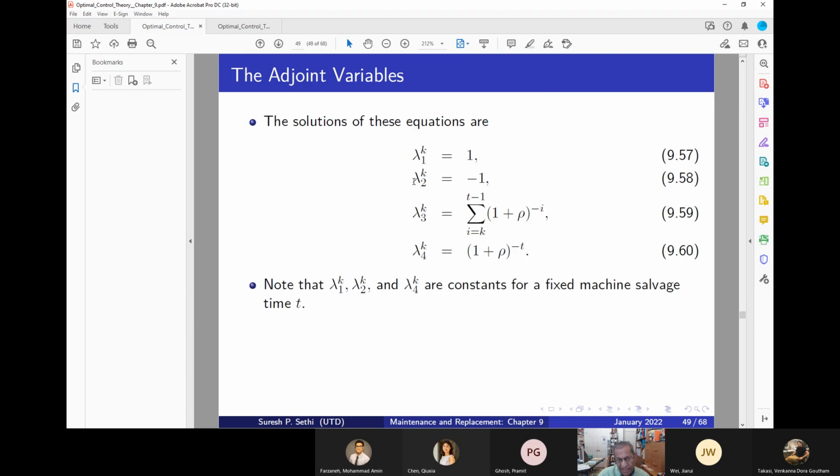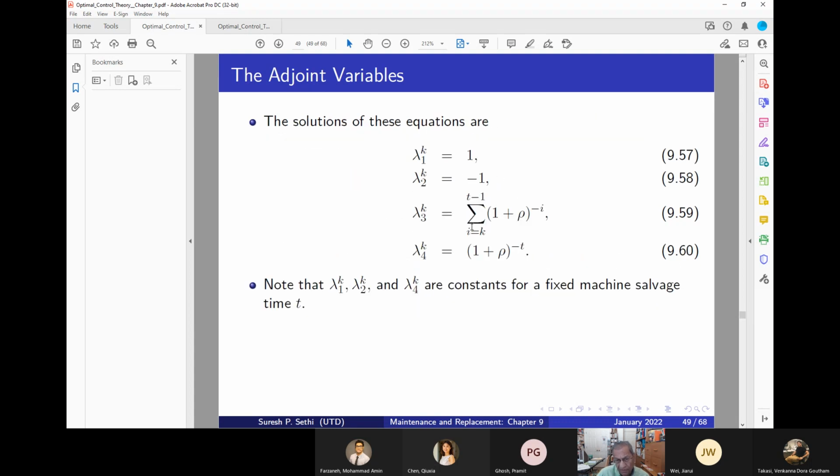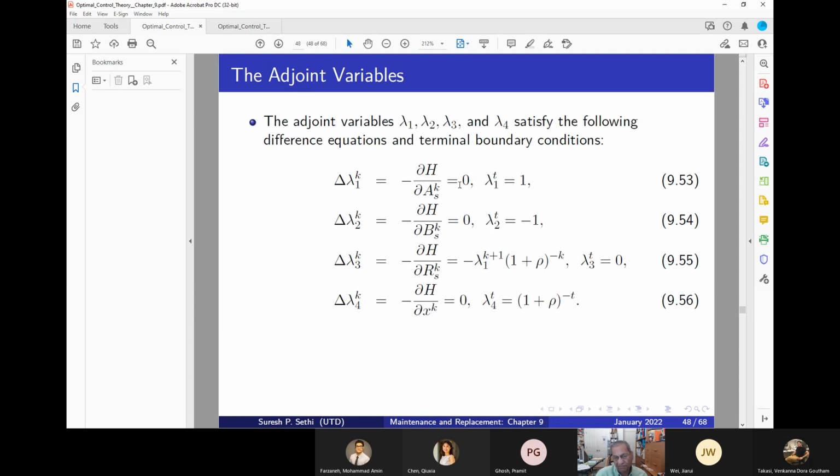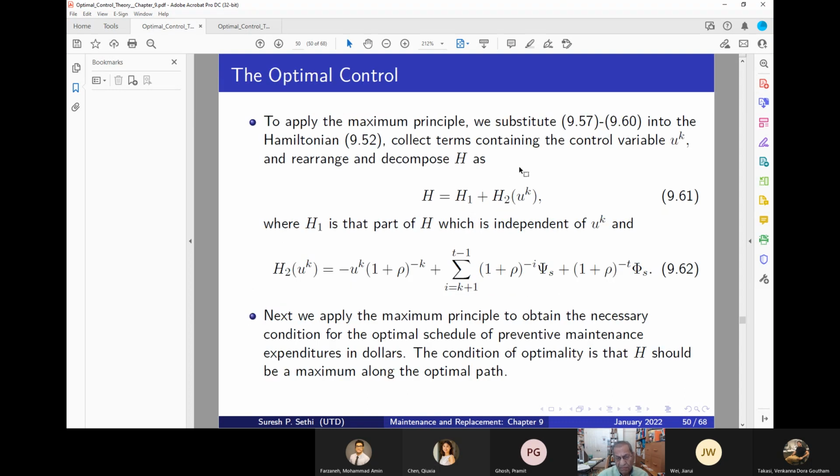So we have lambda 1K identically equal to 1. There's minus 1, this one, and this one is just the integral of this guy, and so we have a sigma of 1 minus rho, 1 plus rho to the minus I. So all of these are done. Okay, so there's no secret here. It's just maximum principle application to a discrete time problem with four variables. Most of the action comes in modeling this problem, and then the action comes when we solve this problem using Wagner-Whitin. That's a new thing. Now Wagner-Whitin is not new. What is new is the use of this here.